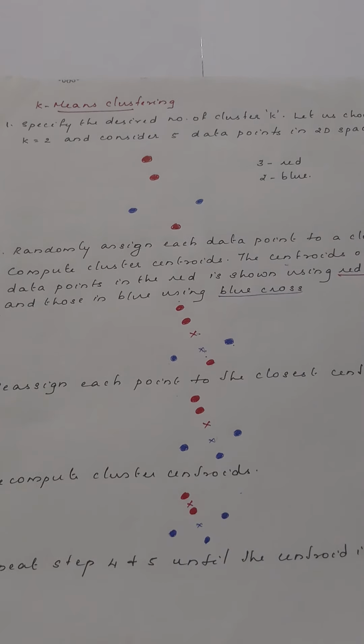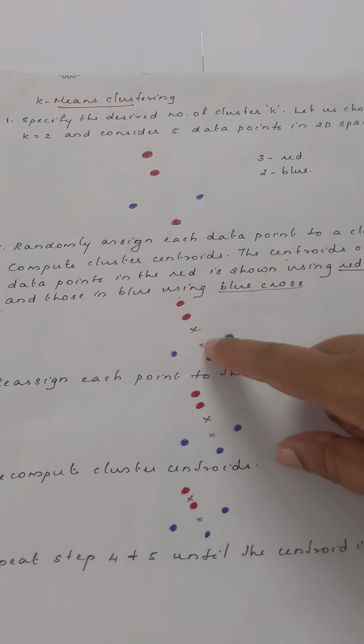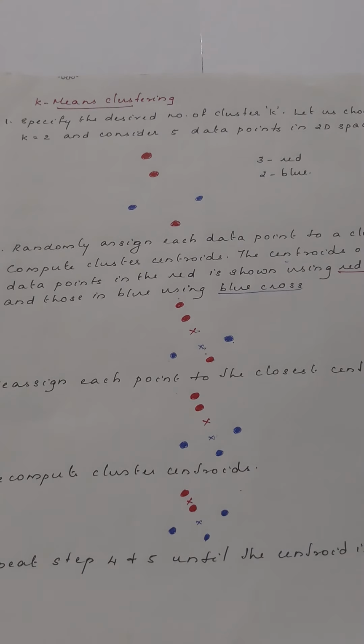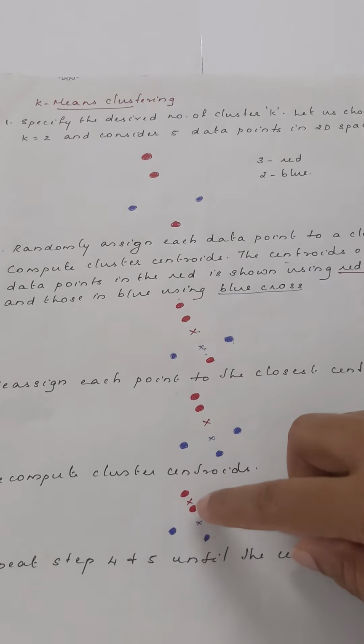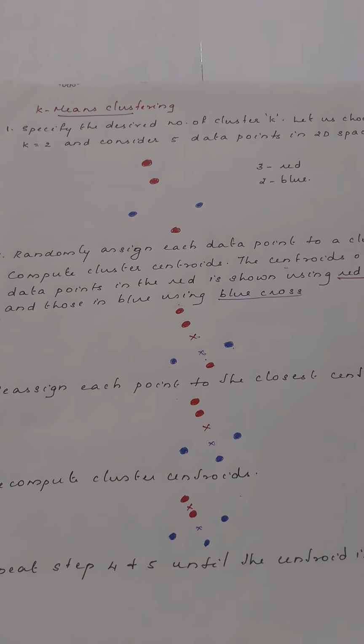Now you have to reassign data points to the closest centroid. So this comes to the blue centroid. Now you have to recompute the centroid. So the centroid of red changes from here to here. Repeat steps 4 and 5 until the centroid is stabilized.